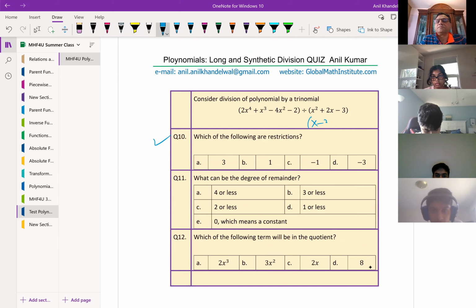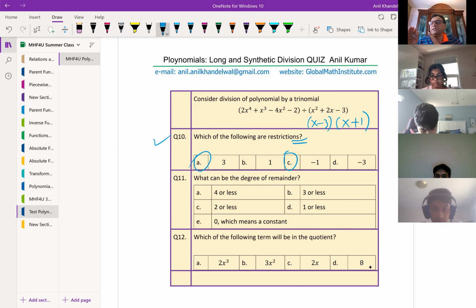Sir, I think you'd have to find the factors of x squared plus 2x minus 3, right? Correct. Yeah, and then it would be 3 and negative 1. So 3 and negative 1, right? So there are two answers, right? So restrictions, correct? So very important.